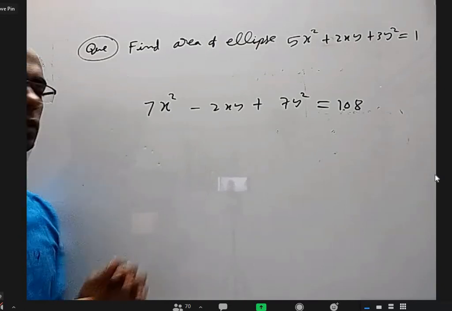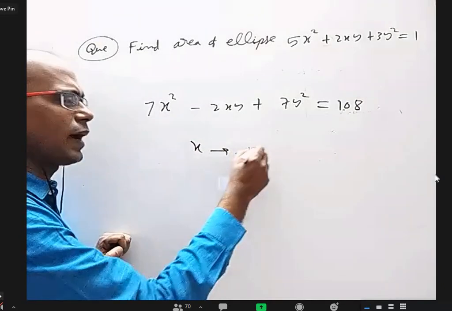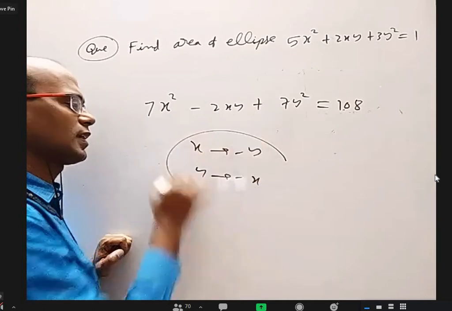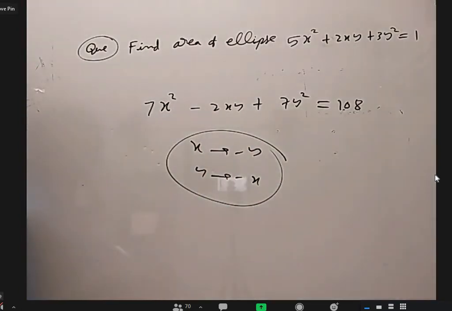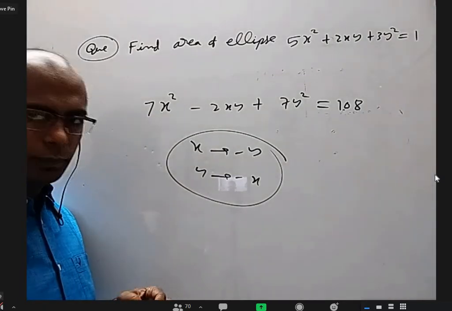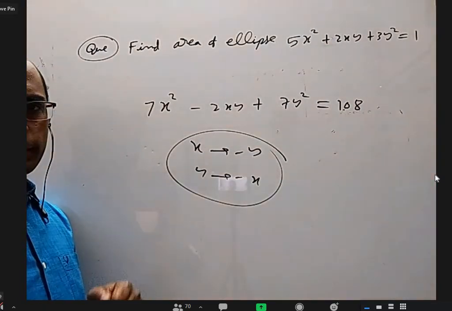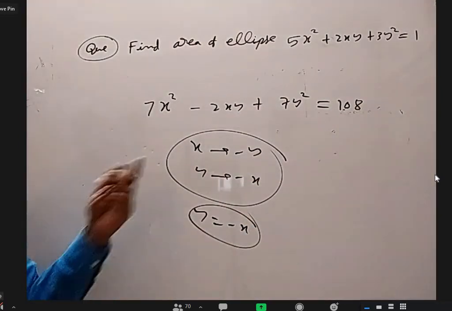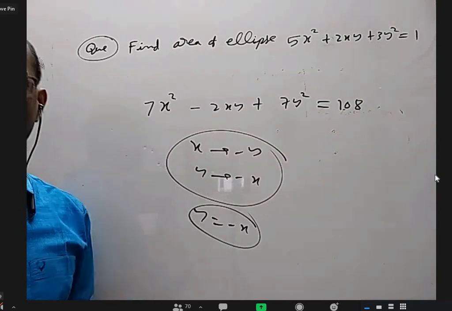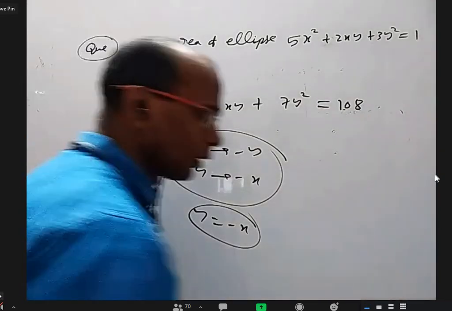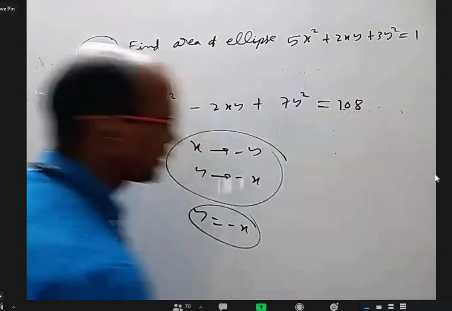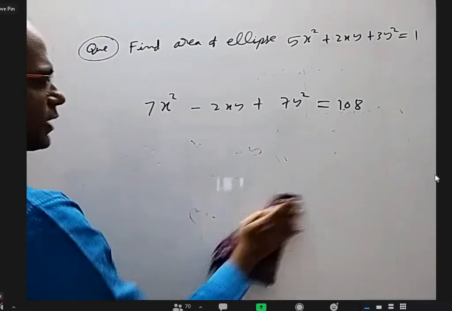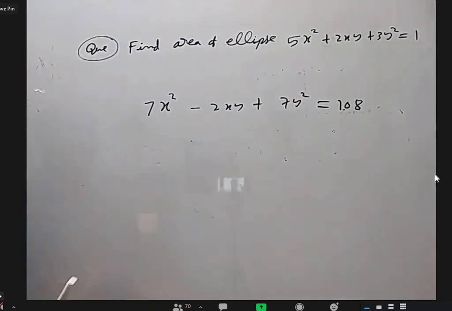Not only that, you replace x with minus y and y with minus x. Is there any change? No, sir. What does it mean? Symmetrical about y equal to minus x. When you replace x with minus y and y with minus x, no change, it is symmetrical about y equal to minus x. Yes, it's right. So this is obviously symmetrical about y equal to x and y equal to minus x. But I don't know which is major axis and which is minor axis.